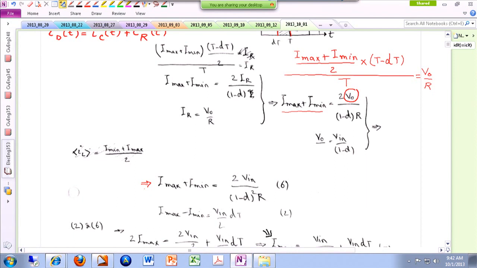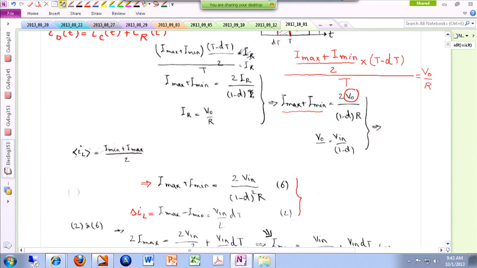And previously, when we were analyzing this system in mode number 1, when we had an expression for delta IL, which was defined to be I max minus I min, we had this expression: it's equal to V in over L times dt, or V in minus V out over L times 1 minus dt. But we are going to use the one in which only V in appears. So we had two expressions for delta IL. We choose the one in which only V in appears, not V out.